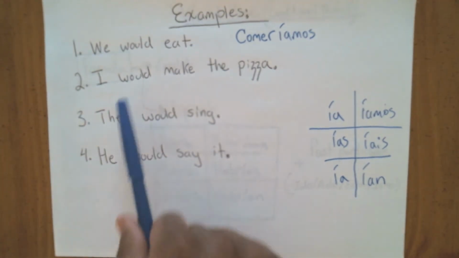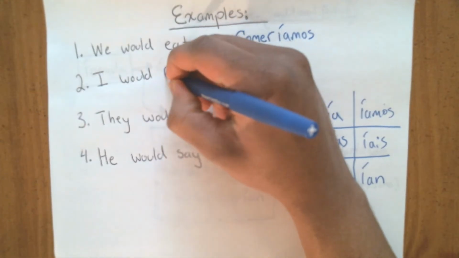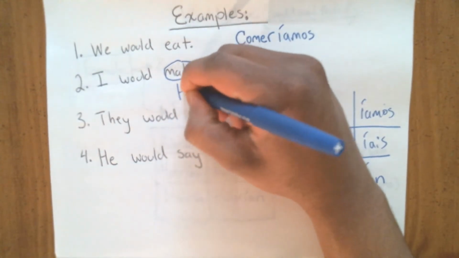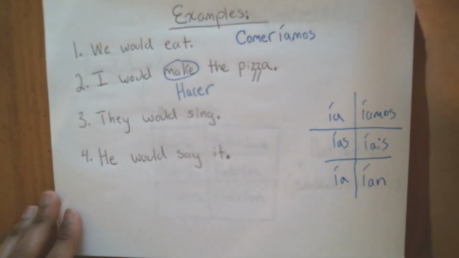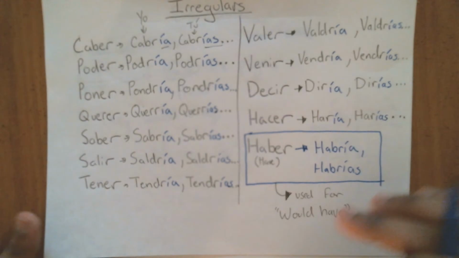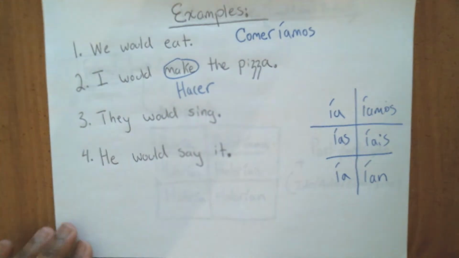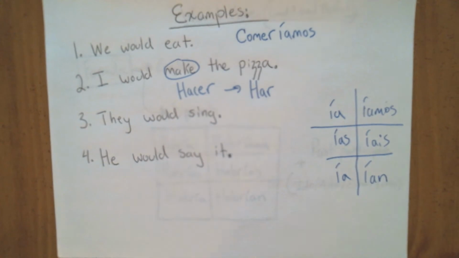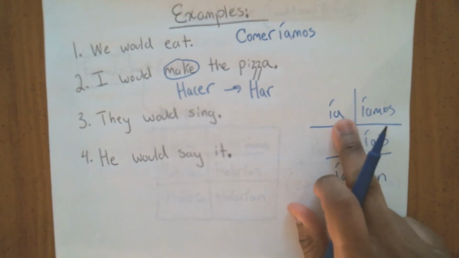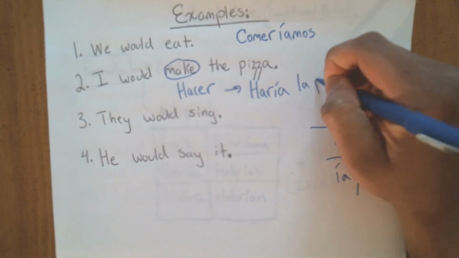Now let's move on. I would make the pizza. What verb do we need here? Well, we know we need the verb make, and we know that verb is hacer. But if you recall, hacer is irregular. We don't just use hacer. We have to go back. Remember, the root becomes har, okay? So hacer becomes har. Now, again, what form of the would ending do we need? We need the one that corresponds with I, and that's ía. So haría, and then the pizza is just la pizza.